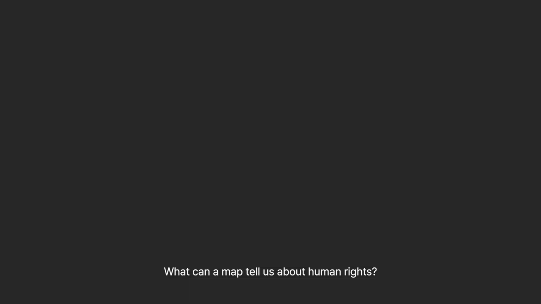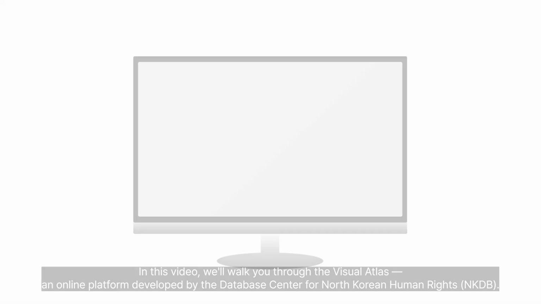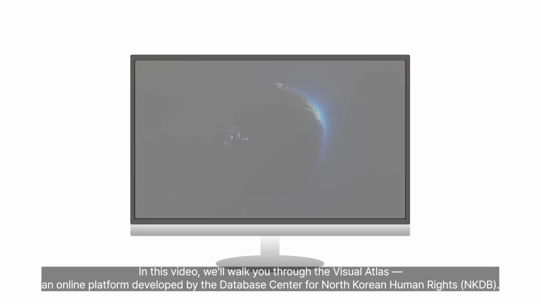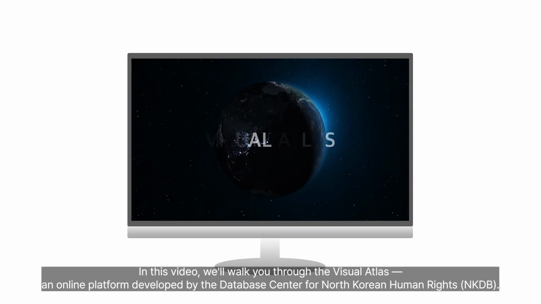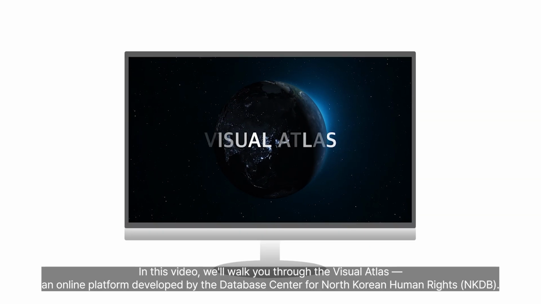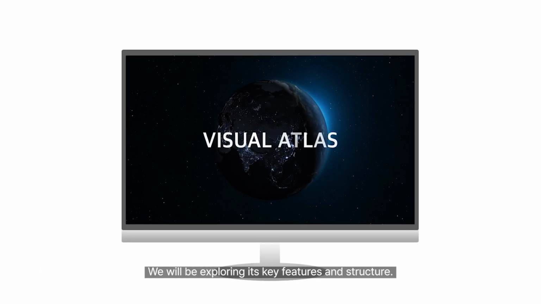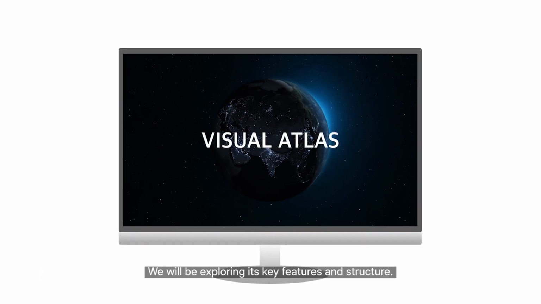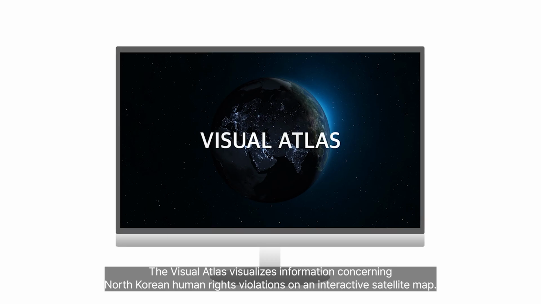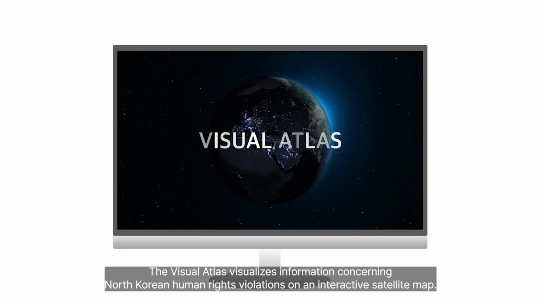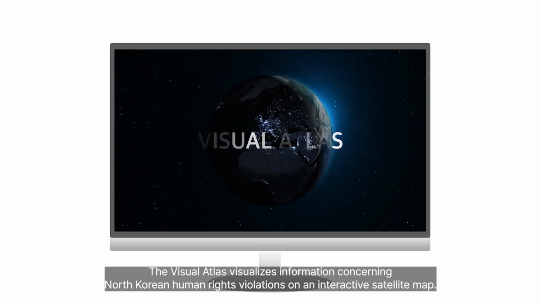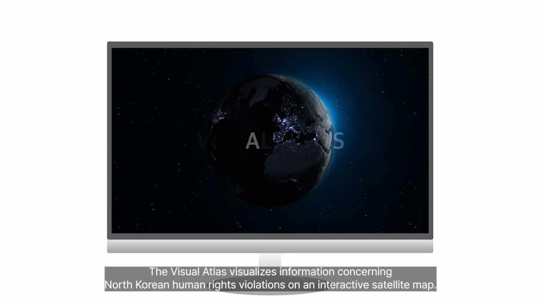What can a map tell us about human rights? In this video, we'll walk you through the Visual Atlas, an online platform developed by the Database Center for North Korean Human Rights. We will be exploring its key features and structure. The Visual Atlas visualizes information concerning North Korean human rights violations on an interactive satellite map.